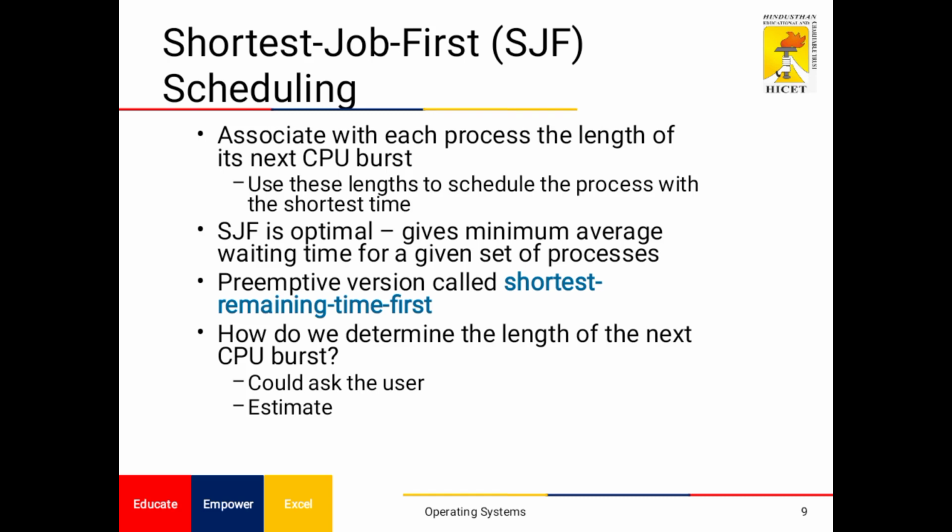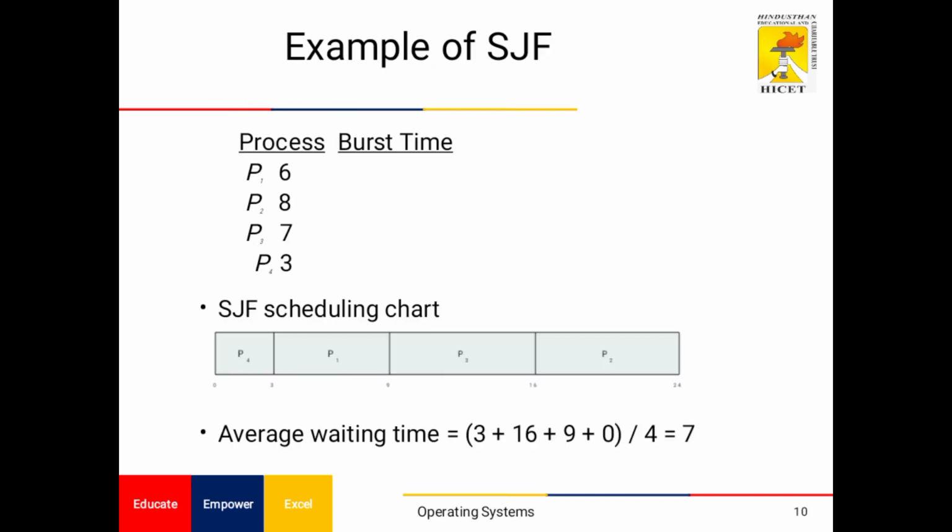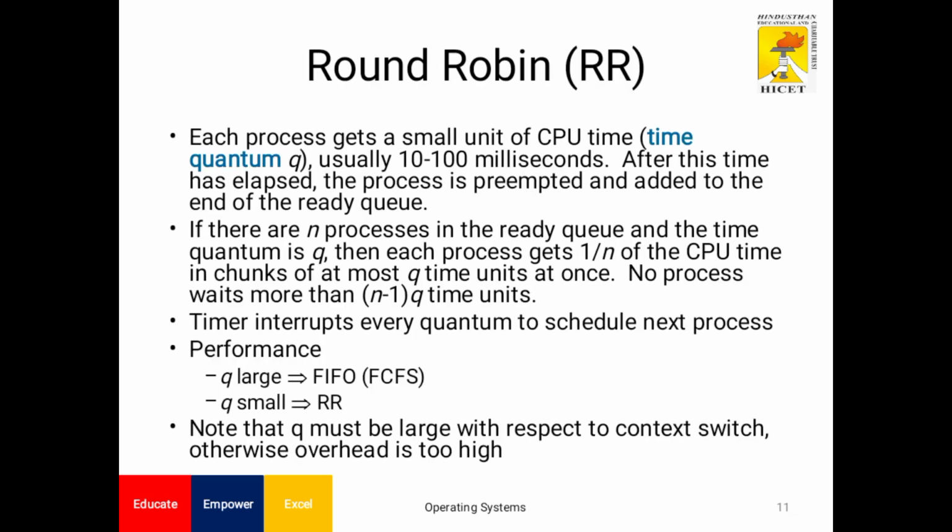The next one is shortest job first. Here the shortest job will be allocated to the CPU first. These are the sample processes and burst times: P1, P2, P3, P4. Here the last process P4 has the minimum burst time, so it is allocated to the CPU first. The next one is P1, then P3, and at last P2. In the order of the shortest job, the total waiting time and the average waiting time will be calculated.